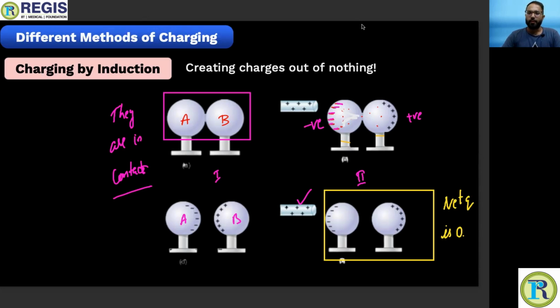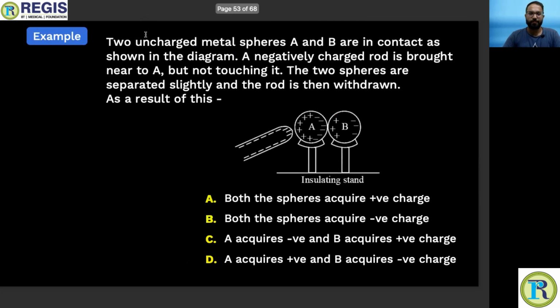Let me give one question for your homework. Two uncharged metal spheres A and B are in contact as shown in the diagram. A negatively charged rod is brought near A, but not touching it. The spheres are separated slightly and the rod is then withdrawn. As a result of this, option A, option B, option C, and option D.